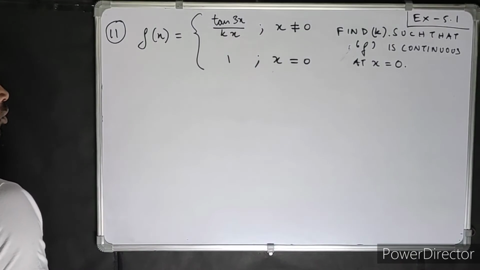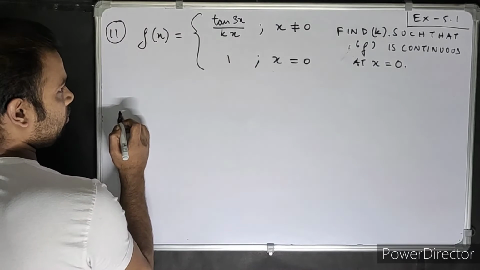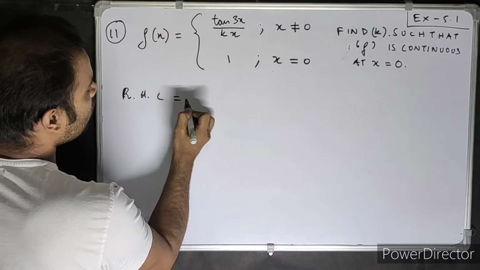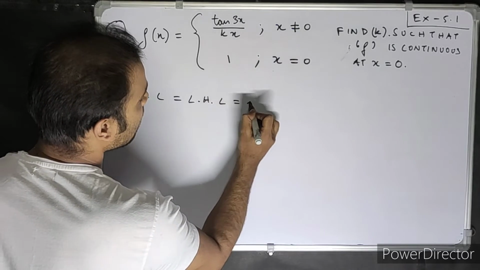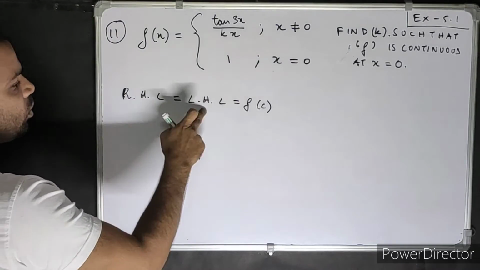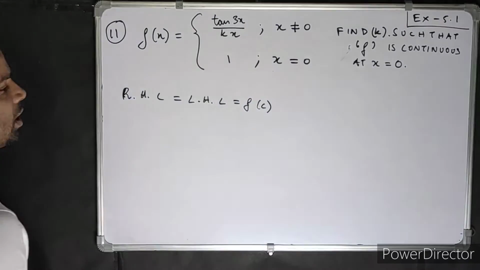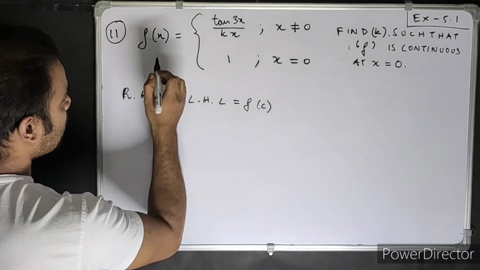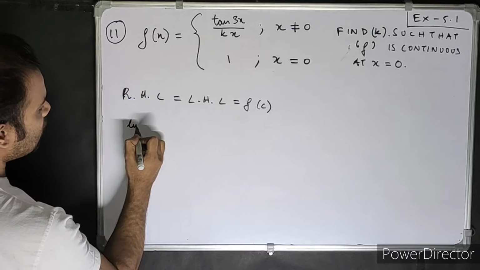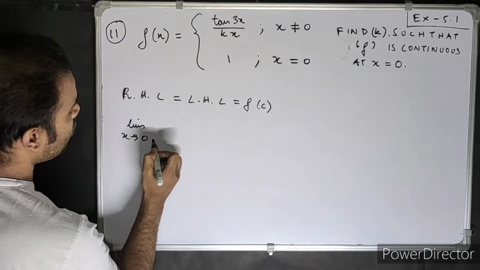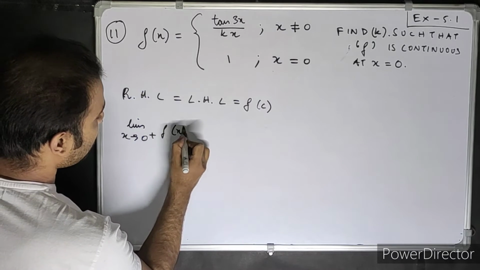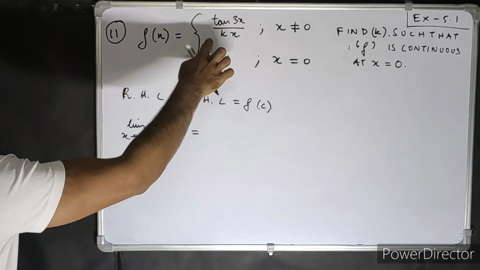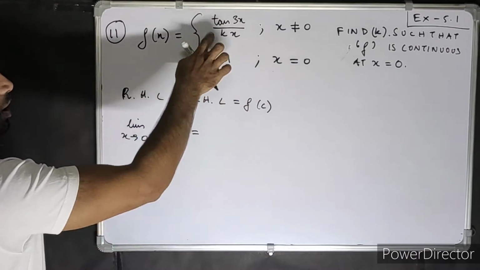Okay, so let's start. How? Simple. RHL equal to LHL equal to f of c. You can use either this equal to this equal to this, or this equal to this. All three of them are equal to each other. Now let's start with the RHL. So that is limit of x tends to 0 positive of f of x. Now we don't need to write the negative part, because when x is not equal to 0, you have to take this function.